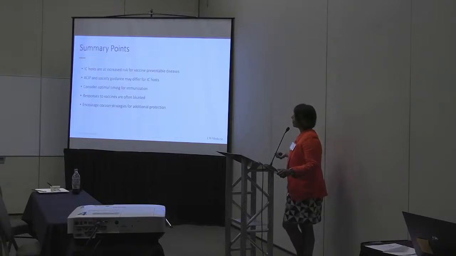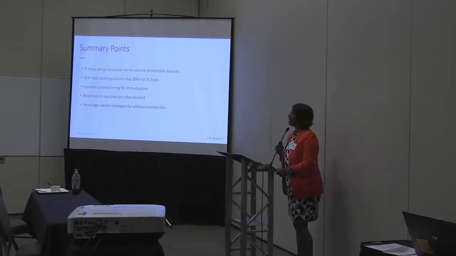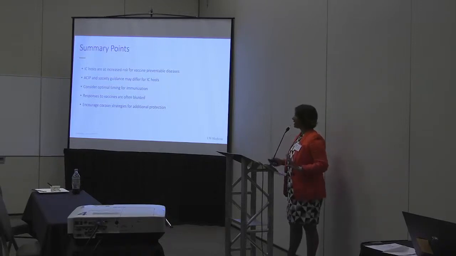So in terms of immunocompromised hosts, there's increased risks of vaccine-preventable diseases. There are different guidance on the ACIP, and then also specific society guidance. So if you're taking care of a large population of transplant individuals, there's specific transplant guidance for immunization, considering the optimal timing and responses that may be blunted. And so looking for other ways that we can prevent, and that could be just behavioral changes like masking and physical distancing, but also encouraging those around you to get vaccinated.